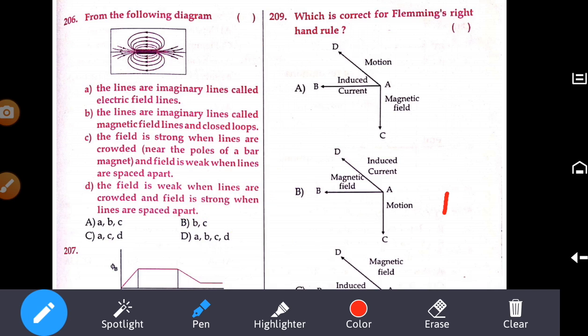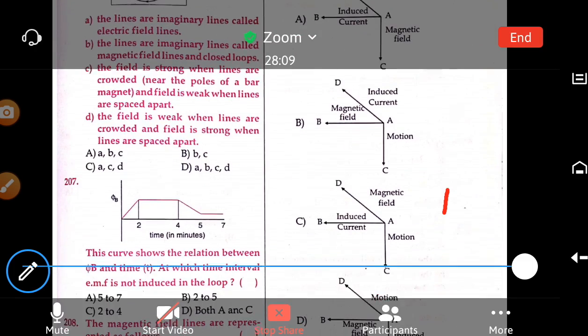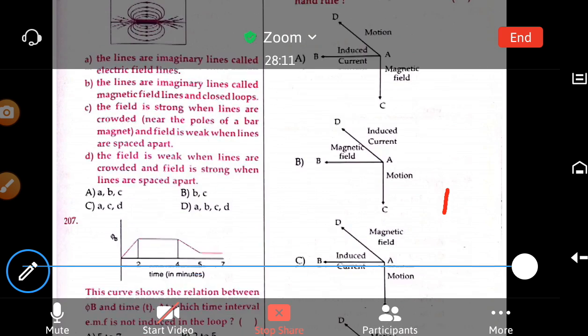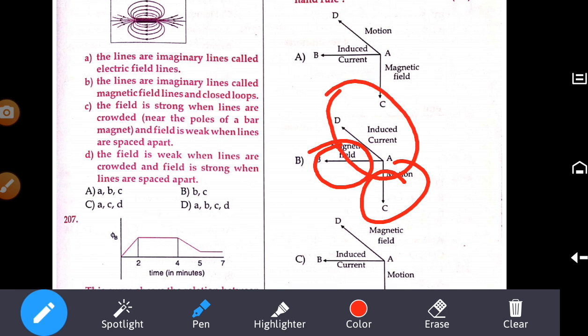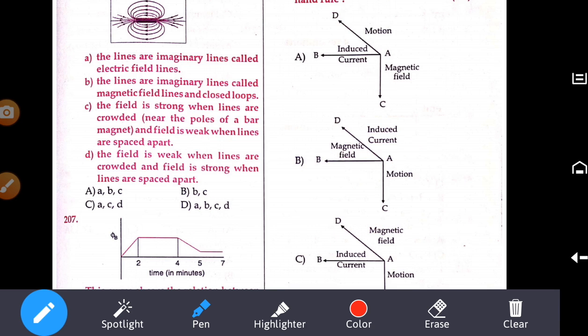Let's see the options. Option A is wrong, and D is also wrong. Based on these two, we have to say, just now I said that forefinger tells about the direction of the magnetic field. So I think C is our answer. Sorry, B: thumb tells about direction of motion, forefinger tells about direction of magnetic field, and the middle finger tells about direction of current. Option number B. He just reversed his hand.